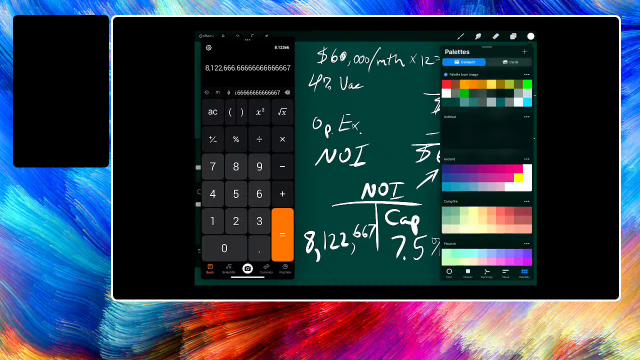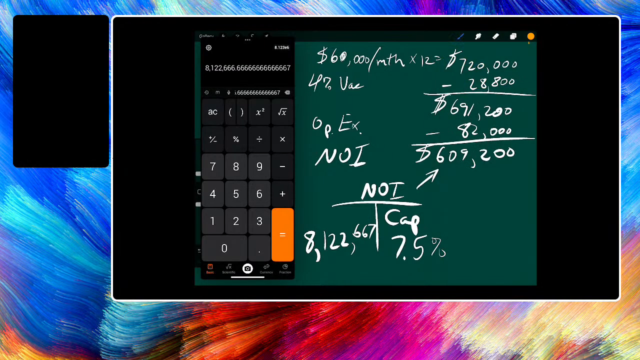The trouble areas: they'll slide this in on you. Don't forget to get annual, not monthly. Or they might make the operating expenses per month, not per year. So just always be thinking, is this annual? Adjust to annual so that you can do your math properly.